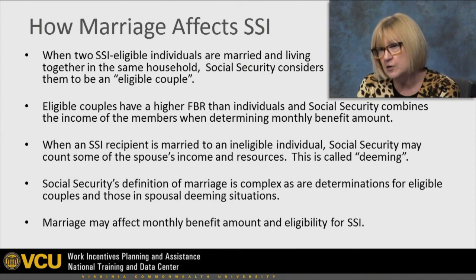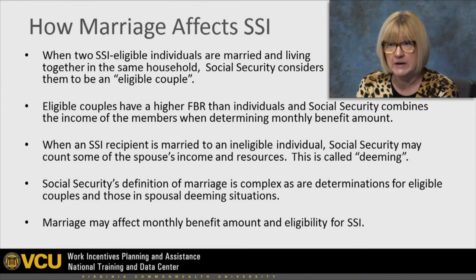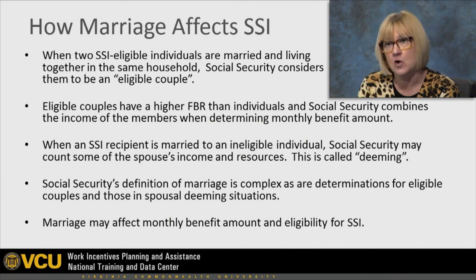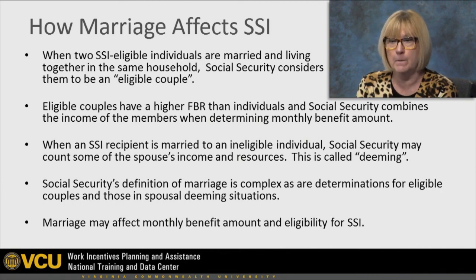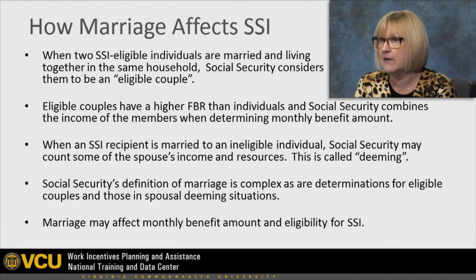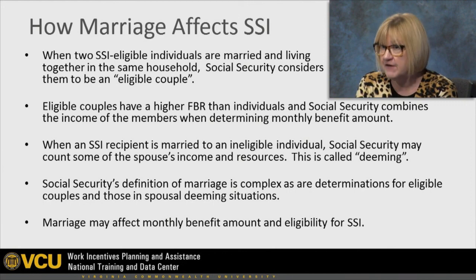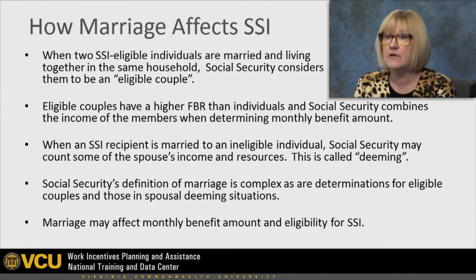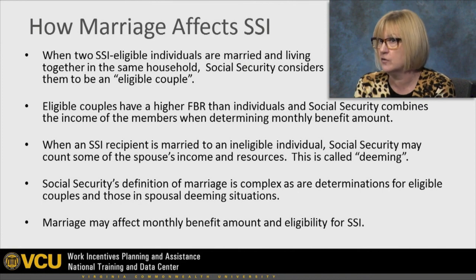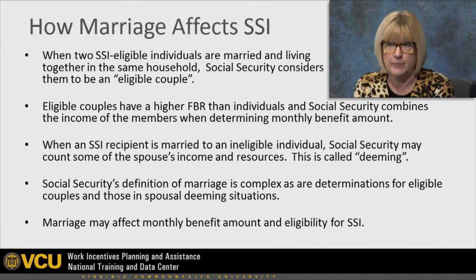Social Security considers 2 SSI recipients who are married to each other as a special kind of situation, and that is called an eligible couple. Something to understand about eligible couples is that their federal benefit rate, remember that's the maximum amount that you can receive in a given month of federal SSI, is different for a couple than for an individual. Although we don't provide those figures in this lecture, they are provided as part of your handout. So you want to make sure that you go and look at the current FBR so that you know what that is.